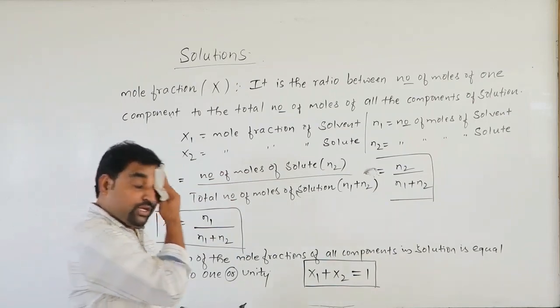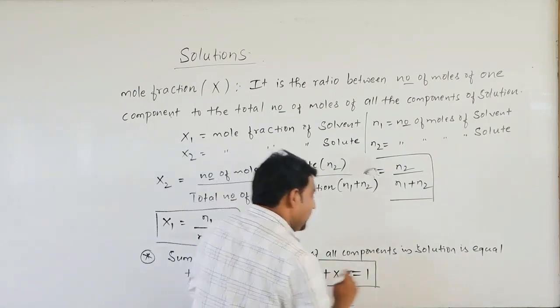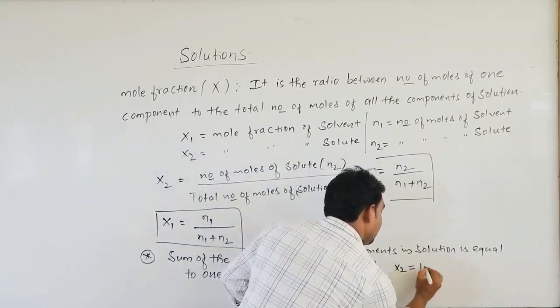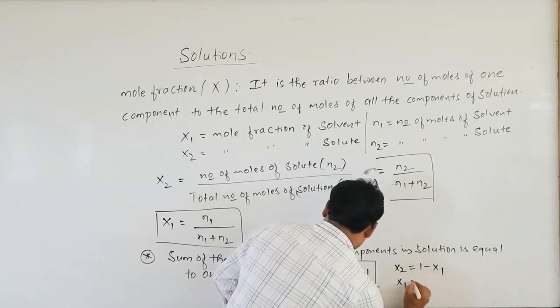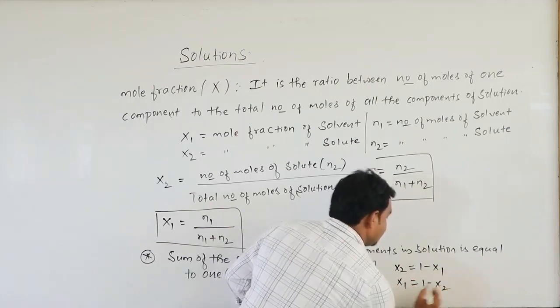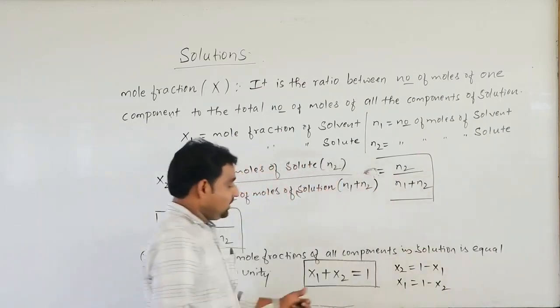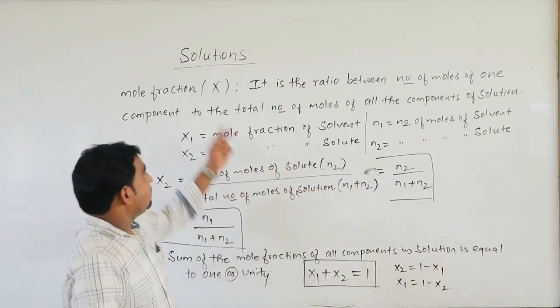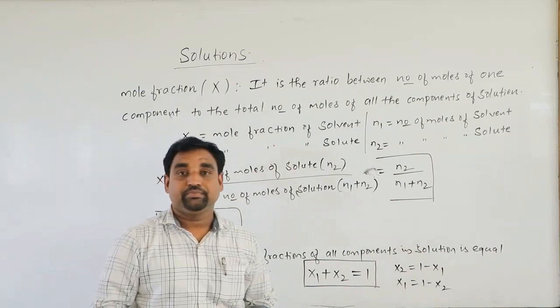Using this formula we can calculate X2 or X1. X2 is equal to 1 minus X1, or X1 is equal to 1 minus X2. Later we will discuss this in numerical problems. This is about the mole fraction.